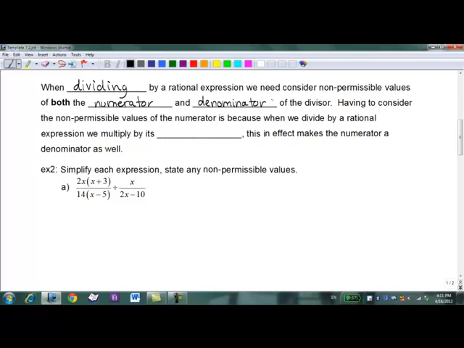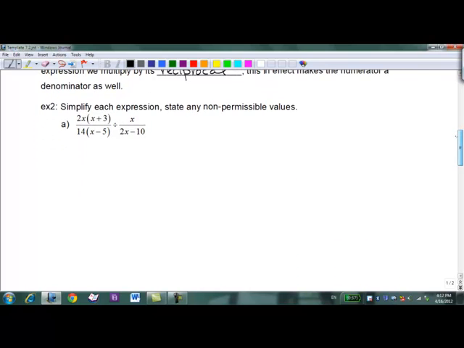So having to consider the non-permissible values of the numerator is because when we divide by a rational expression, we multiply by its reciprocal. And this, in effect, makes the numerator a denominator as well. So let me do a first step here of just rewriting this question. 2x, x plus 3 over 14x minus 5. Because I am dividing by x over 2x plus 10, let me invert and multiply. So 2x minus 10 becomes the numerator and x becomes the denominator.